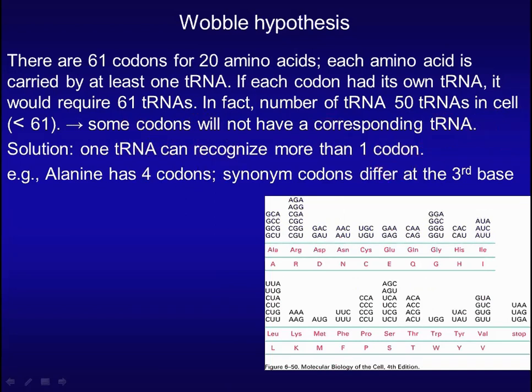For example, alanine has 4 codons. These codons only differ at the third base. If one alanine tRNA can recognize all these 4 codons, we will only need one tRNA instead of 4 for alanine. This would require base pairing between anticodon and codon not to be strict. This leads to the Wobble hypothesis.